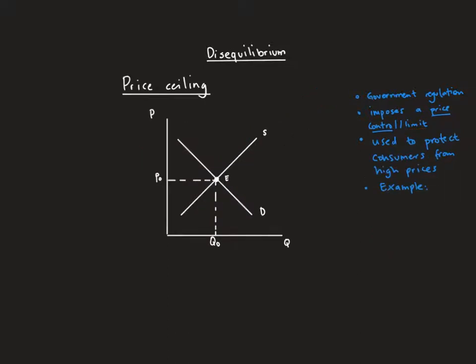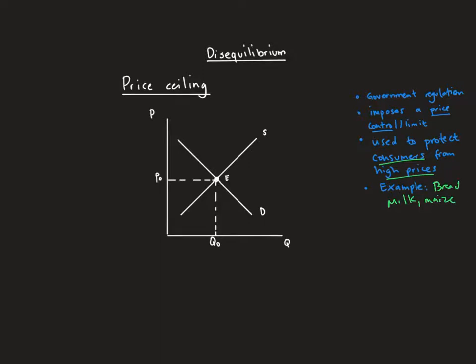The second case deals with the price ceiling. This is also where government regulation imposes a price control or limit, but this time it's used to protect consumers from high prices. Sometimes suppliers want to charge a higher price on particular products like bread, milk, or maize because they know that consumers always purchase these products on a daily or weekly basis.